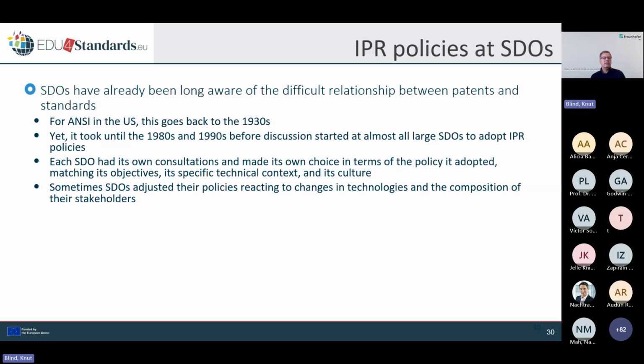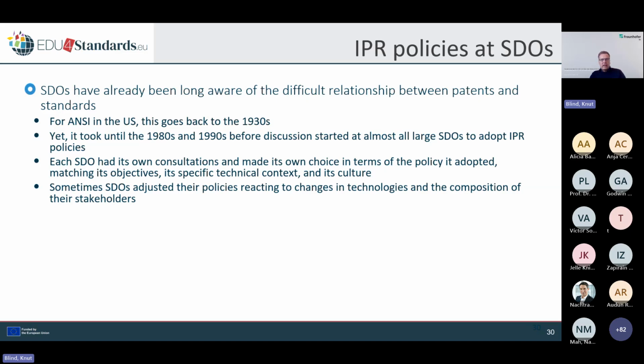And in the US, ANSI already developed policies on how to deal with that. Then in the 1980s and 1990s, there were big discussions on how to deal with it. The standards development organizations then held consultations. They drafted policies, IPR policies in general, but in the end they were focused on patents.